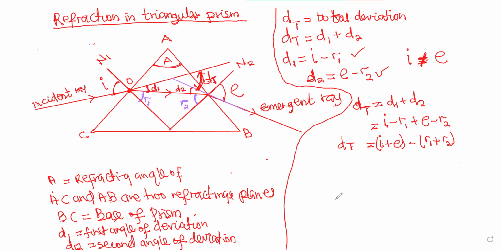What this means is that the total deviation can be obtained by summing up the angle of incidence and the angle of emergence, and then subtracting the sum of the first angle of refraction and the second angle of refraction. So this is another important expression which we have obtained for refraction in a triangular prism.